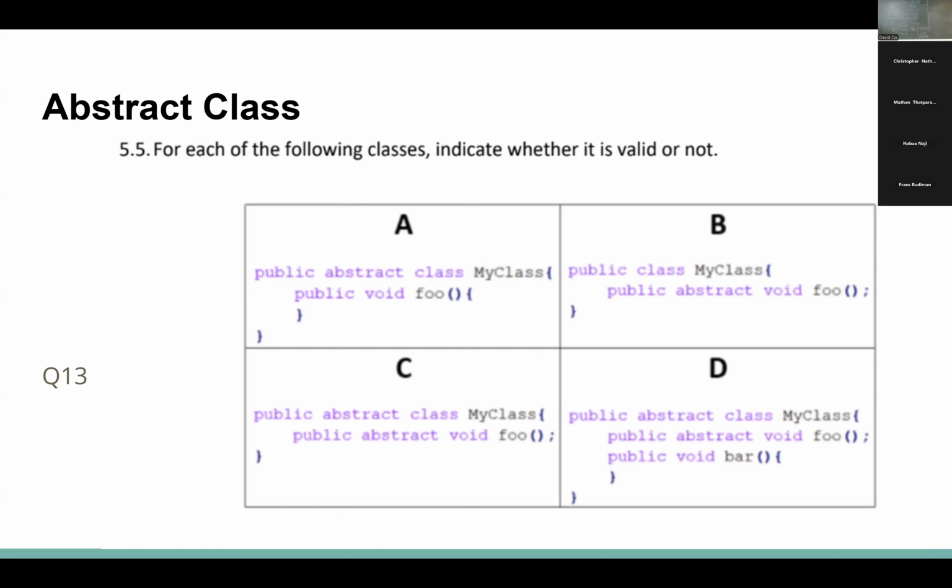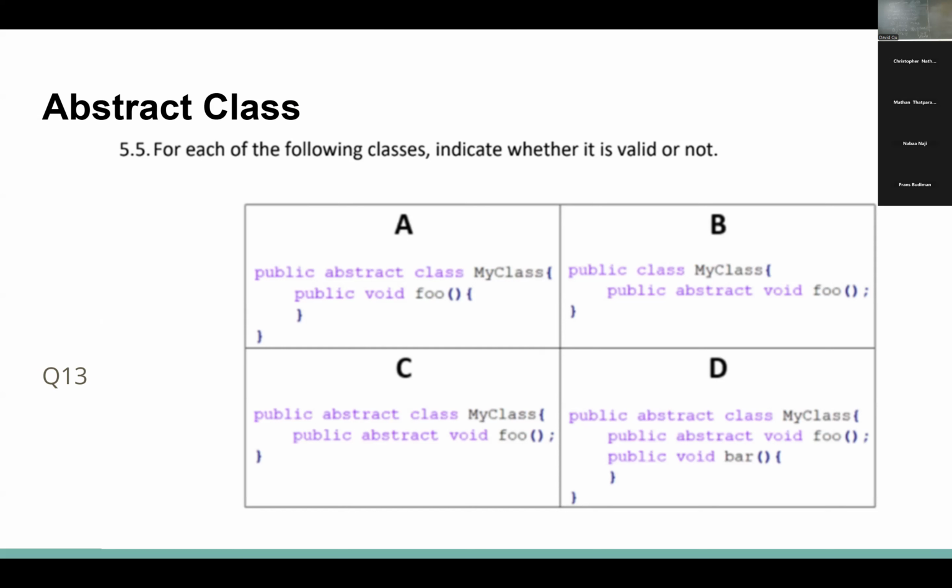Okay, first, A is correct, right? There is a concrete method, and it's allowed. In an abstract class, you are allowed to have a concrete method. There's nothing wrong with it. And B is definitely wrong because you didn't have the abstract modifier. It has to be public abstract class MyClass, right? Because you have an abstract function, you have to make sure your class is also abstract.